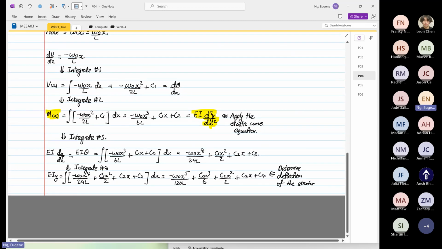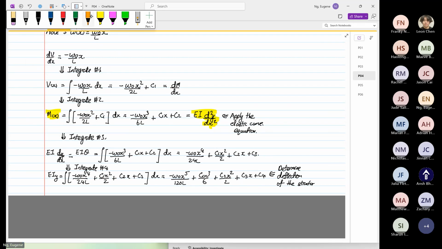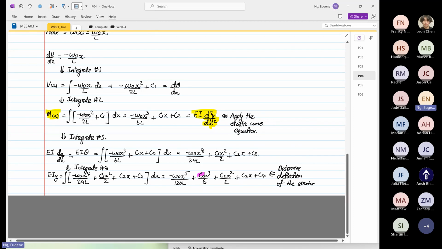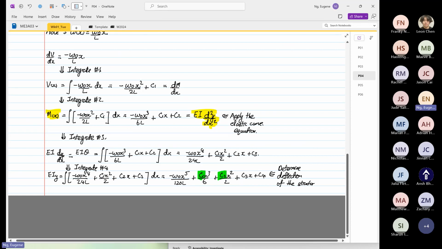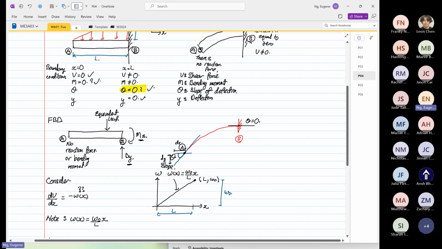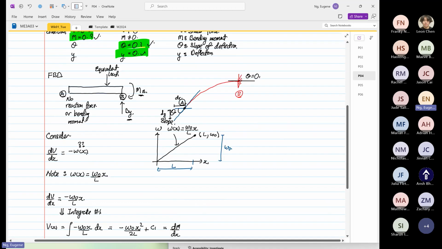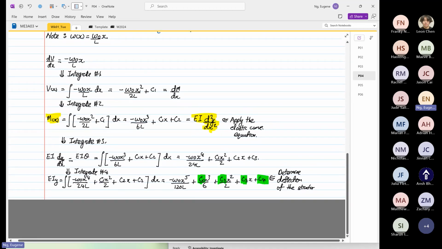And you can see we have how many unknowns. If I were to highlight the unknowns, we know that we have C1, C2, C3, C4, and we have how many boundary conditions? 1, 2, 3, 4. So we can determine C1, C2, C3, and C4. So this is how you apply the elastic curve theory to determine the deflection.